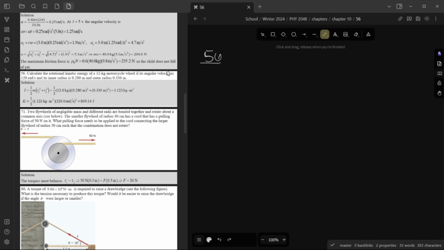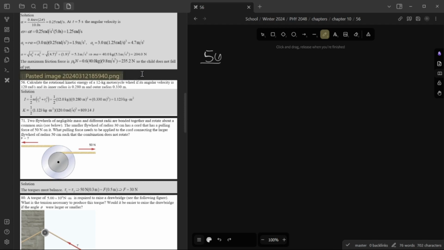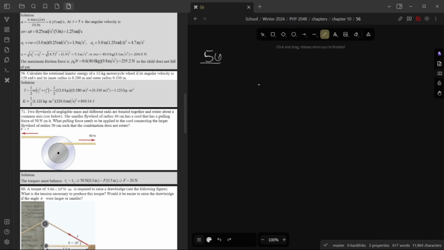So 56 reads, calculate the rotational kinetic energy of a 12 kilogram motorcycle wheel if its angular velocity is 120 radians per second and its inner radius is 0.28 meters and outer radius is 0.330 meters. So this looks like a moment of inertia and rotational energy problem. Both these next ones are, I think. But yeah, let's go ahead and refer to our formula sheet for that.